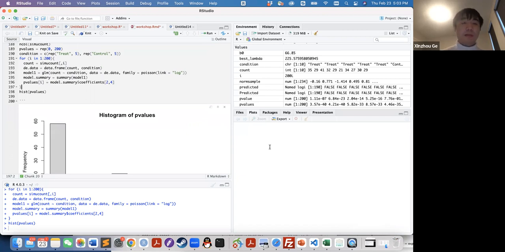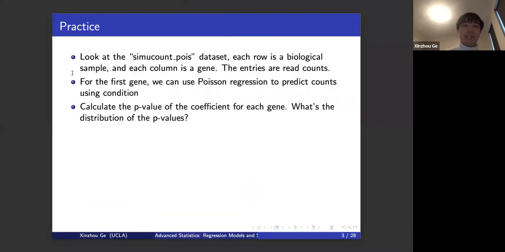Okay, let's come back to the slides. So we have finished this. We have calculated the p-values for all the genes, and we can see that there are some DE genes from this dataset.